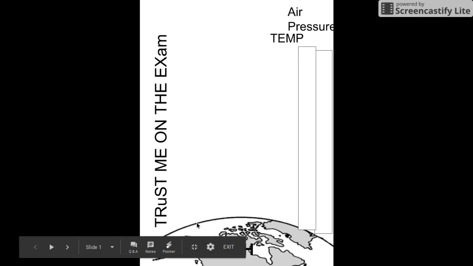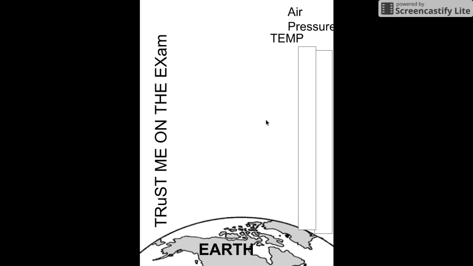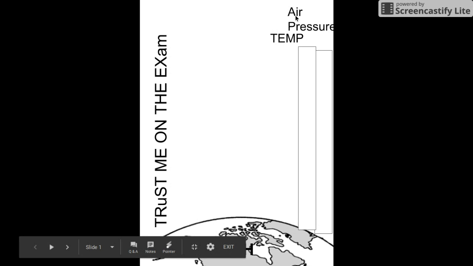At the bottom of your diagram, I need you to draw out a curve representing the surface of the Earth. On the right-hand side, I want you to at least draw one line going down the middle over here to separate where you're going to put information about the temperature as you're going up in altitude and the air pressure of each of these layers.